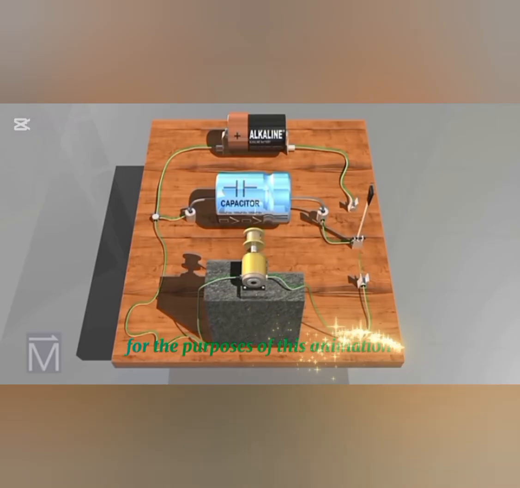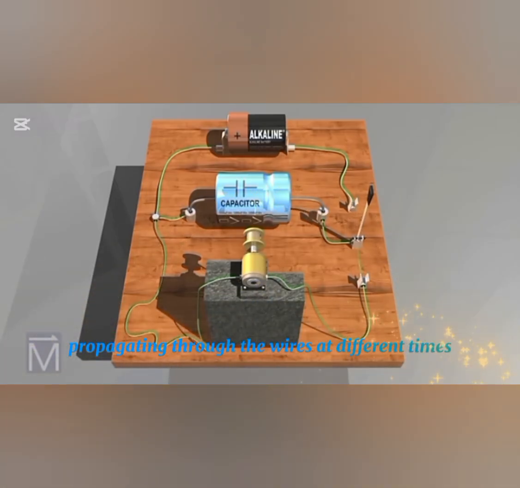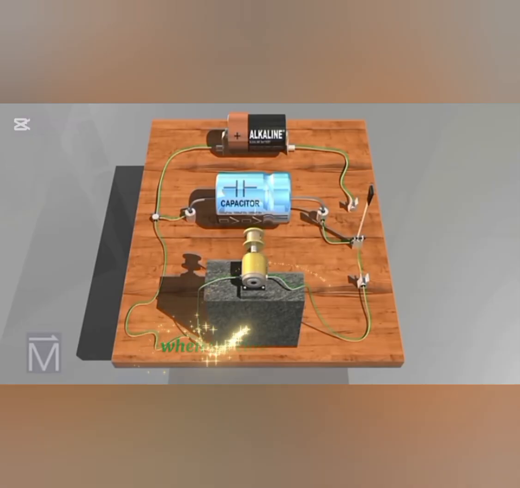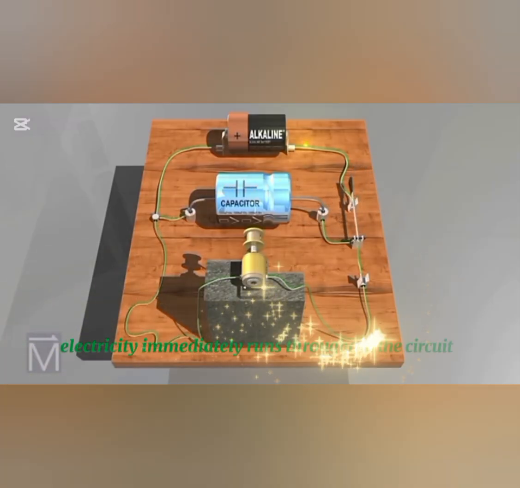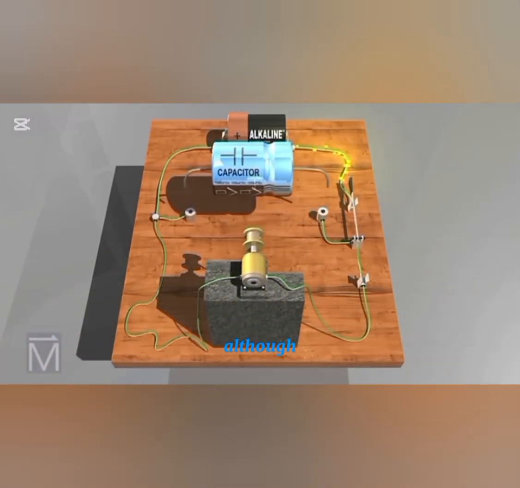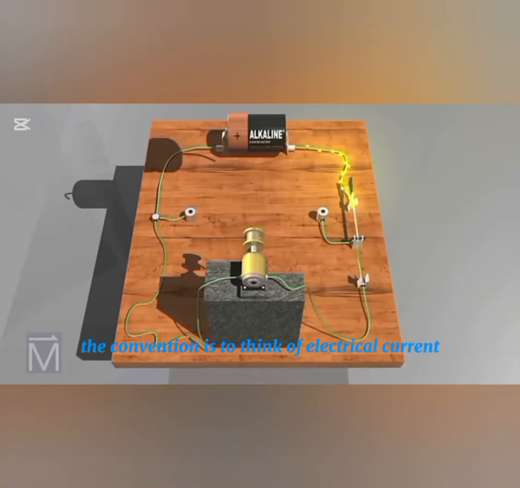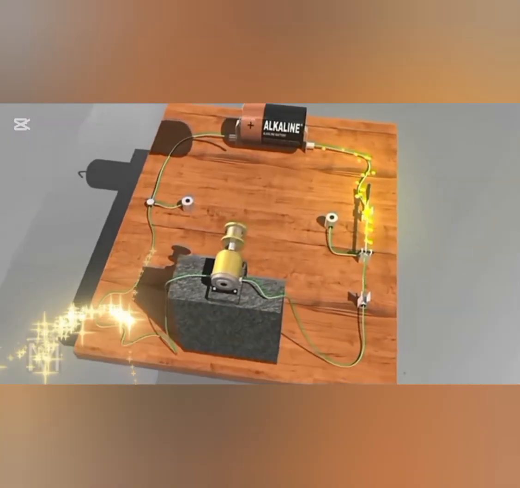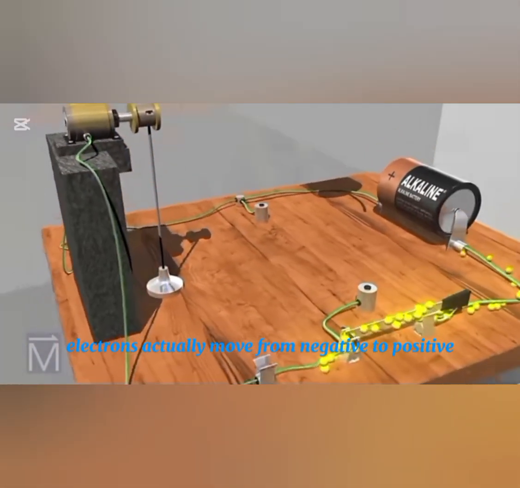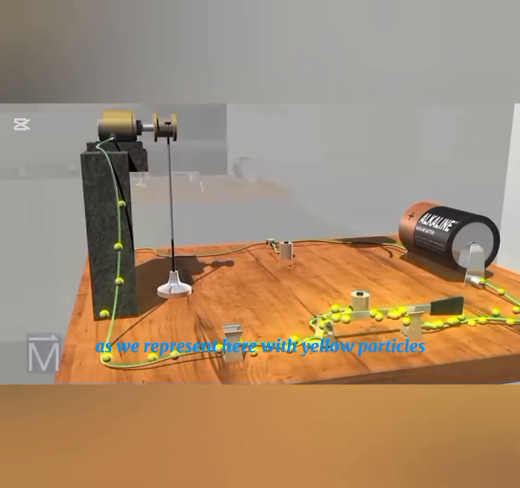For the purposes of this animation, we'll focus on different parts of the current propagating through the wires at different times. When we close the switch, electricity immediately runs throughout the circuit. Although the convention is to think of electrical current as moving from positive to negative, electrons actually move from negative to positive, as we represent here with yellow particles.